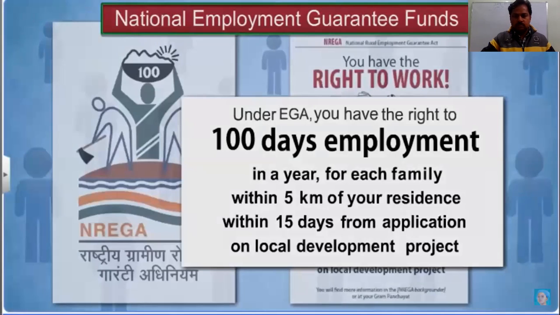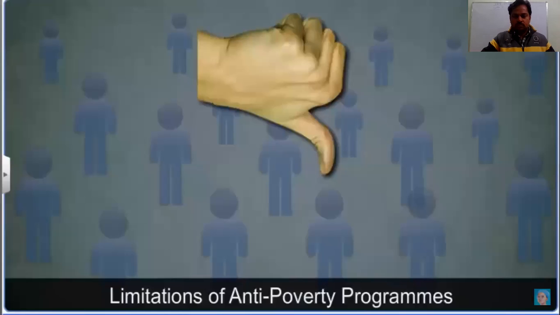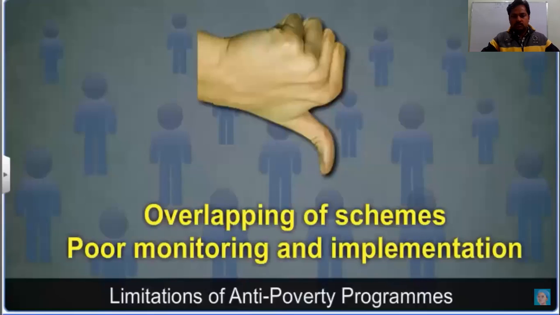Though the anti-poverty programs have benefited many, the overlapping of schemes and poor monitoring and implementation have prevented the benefits from reaching all the deserving poor.